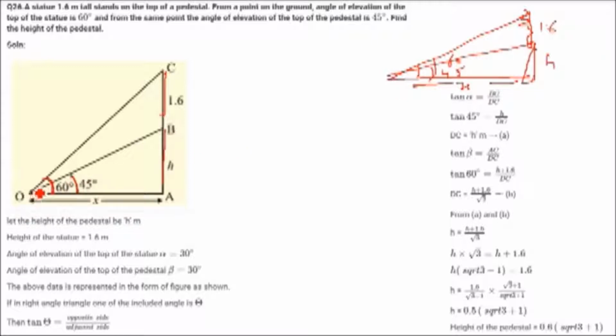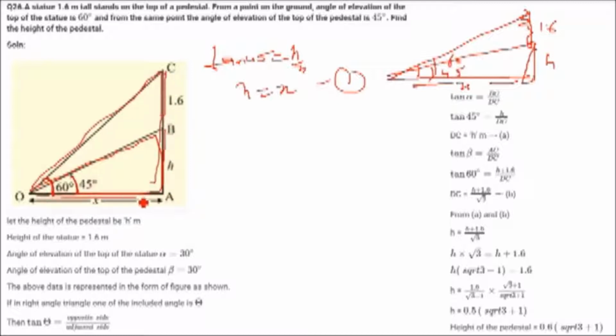This is 1.6. So first we take this smaller triangle. So tan 45 will be what? It is h by x. So ultimately h is equal to x. This is our first equation. Then we come to the second part, which is this 60 degree. So we are taking this triangle. So tan 60 will be 1.6 plus h, this whole 1.6 plus h by x.